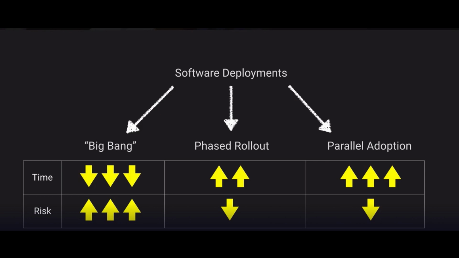Let's take a look at some types of deployments. Now, there are many different types of software deployments, but I like to break them into three general groups. One is the Big Bang. That means everything goes live all at once. Then we have a phased rollout, which is generally more gradual over time. Then we have something called parallel adoption.